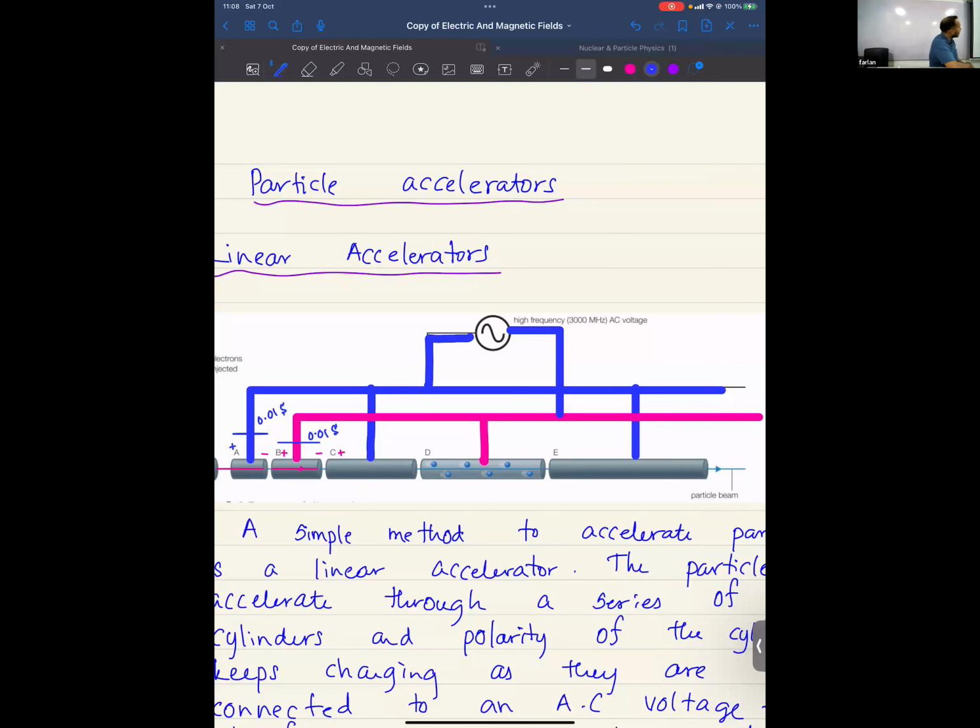Definitely. It's not six, it's just one small part. There will be so many of these, not just six. This is just one part of the linear accelerator.